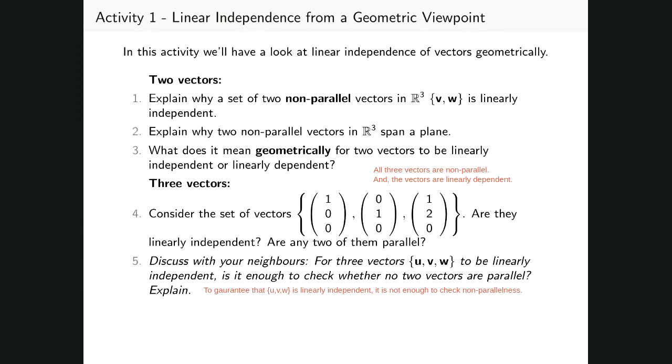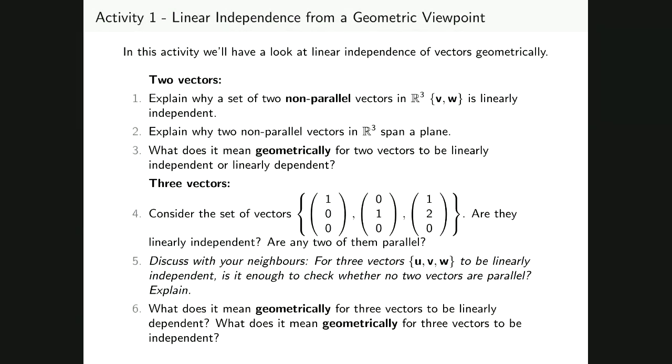Okay. We must also check that no vector lives in the span of any two vectors. So we must check that no vector can be written as a linear combination of the other vectors. Okay, so let's have a look at the last exercise. What does it mean geometrically for three vectors to be linearly independent?